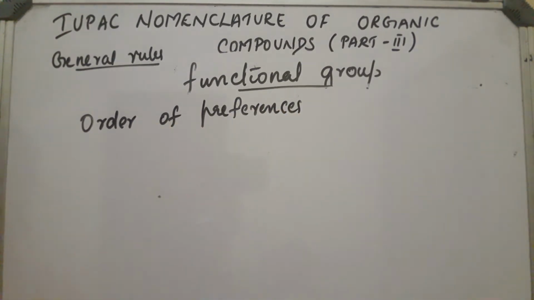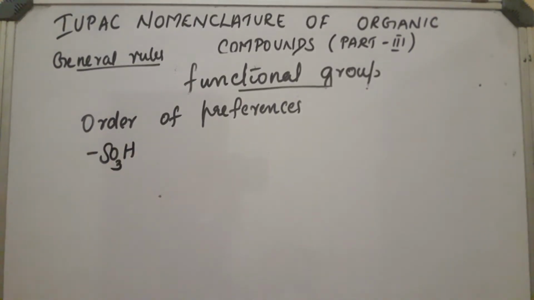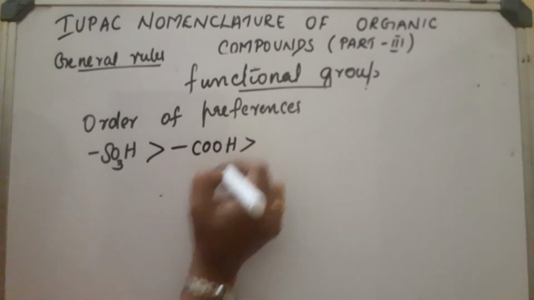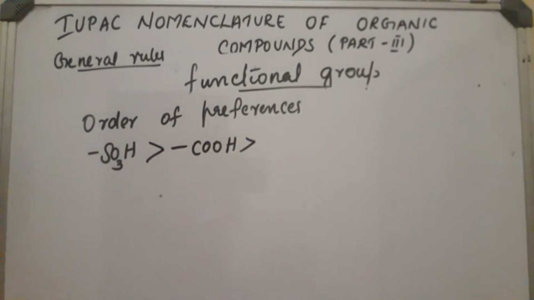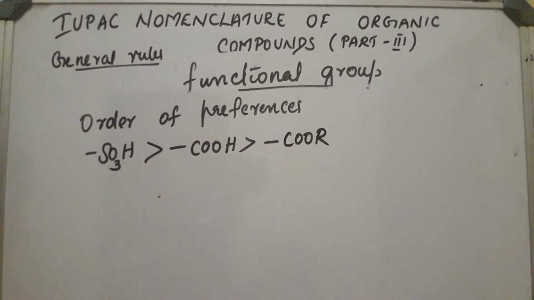Okay, order of preferences. First comes the sulfonic acid group, HSO3. Sulfonic acid groups will get the first priority. Next, the second one is COOH, that is the carboxylic group. Now the third one is COOR, the ester group.